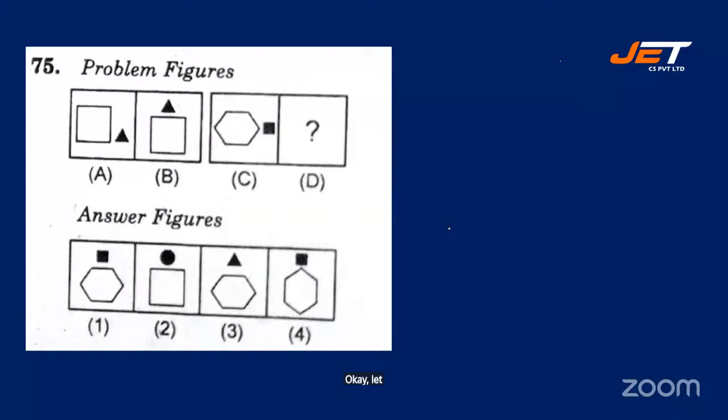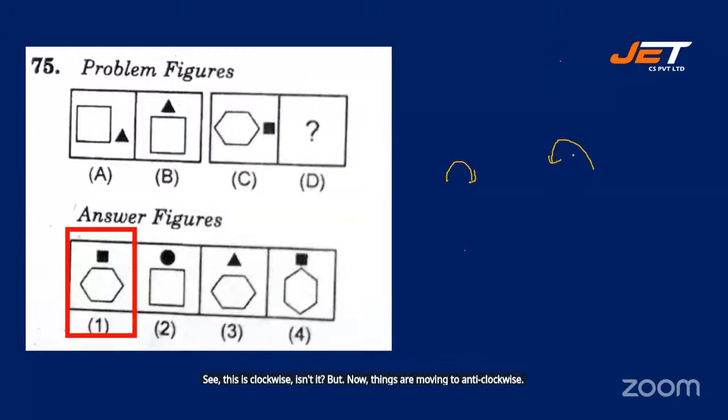Okay, let's see. All right. So now before I go to the answer, let's see. It is option 1 because see, this is clockwise, isn't it? But now things are moving anti-clockwise, from right to left. So when this shaded figure moves anti-clockwise, then it should be on top, isn't it? So let me see. Yes, of course, all my friends have given me option 1. Everyone except one who really has to check your answer.